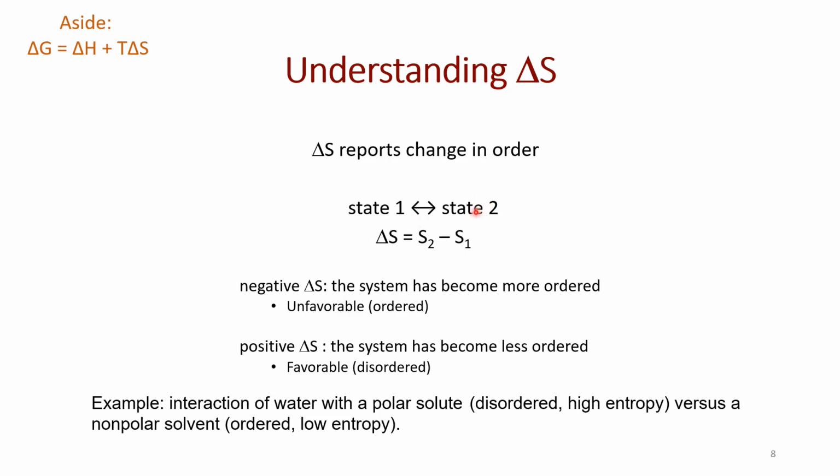Delta S is going to be whatever the entropy is for state 2 minus whatever the entropy is for state 1. And if this number ends up being positive, that is going to be favorable. That means entropy has increased. If the number is negative, that is unfavorable. So you take delta H and you take temperature times delta S, and that gives you the free energy, and those two things go together.